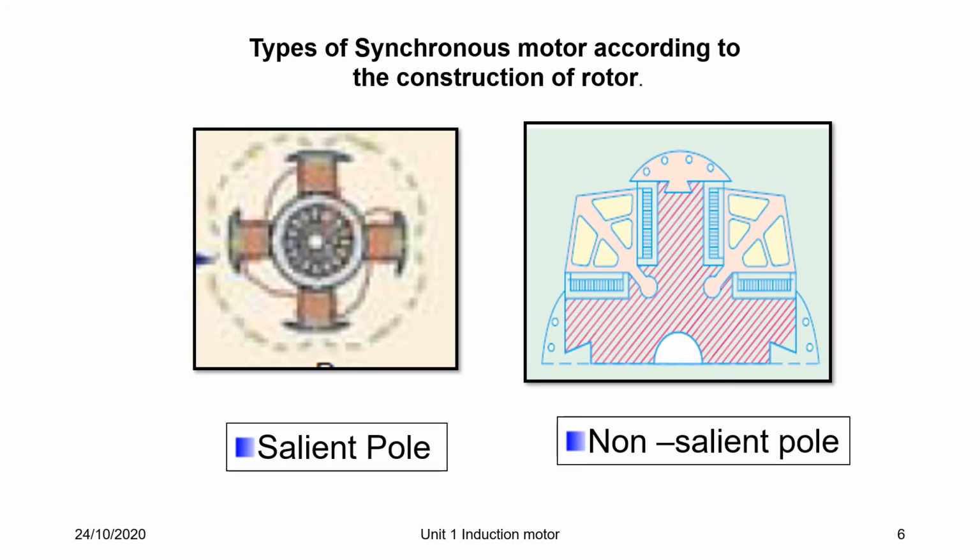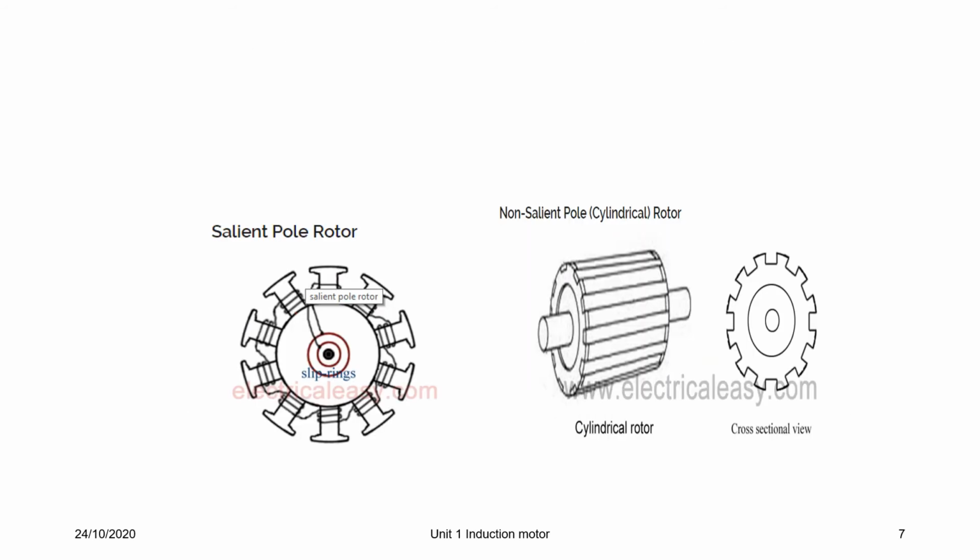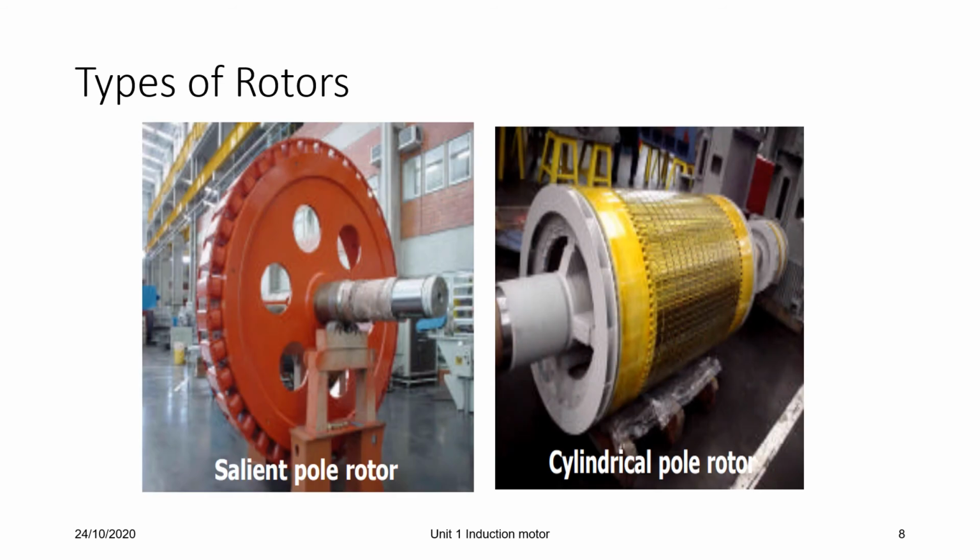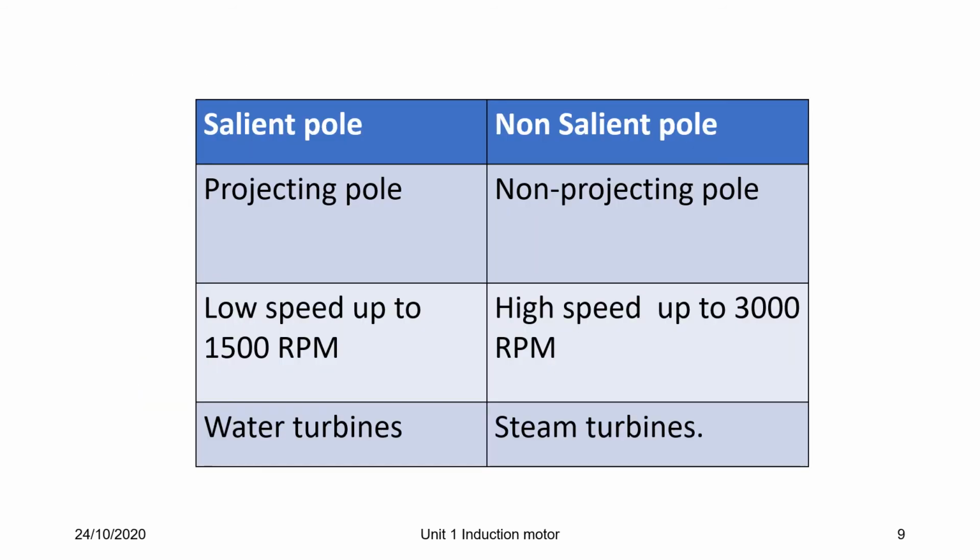And the types of synchronous motor, according to the diagram I drew: there are two types, salient pole and non-salient pole, or you can call them projecting and non-projecting. This is the projecting pole, and this is the non-projecting pole. The salient pole rotor design is given here. This is the cylindrical rotor type. The difference is that the salient pole is a projected pole and runs at low speed, while the non-salient pole runs at high speed.